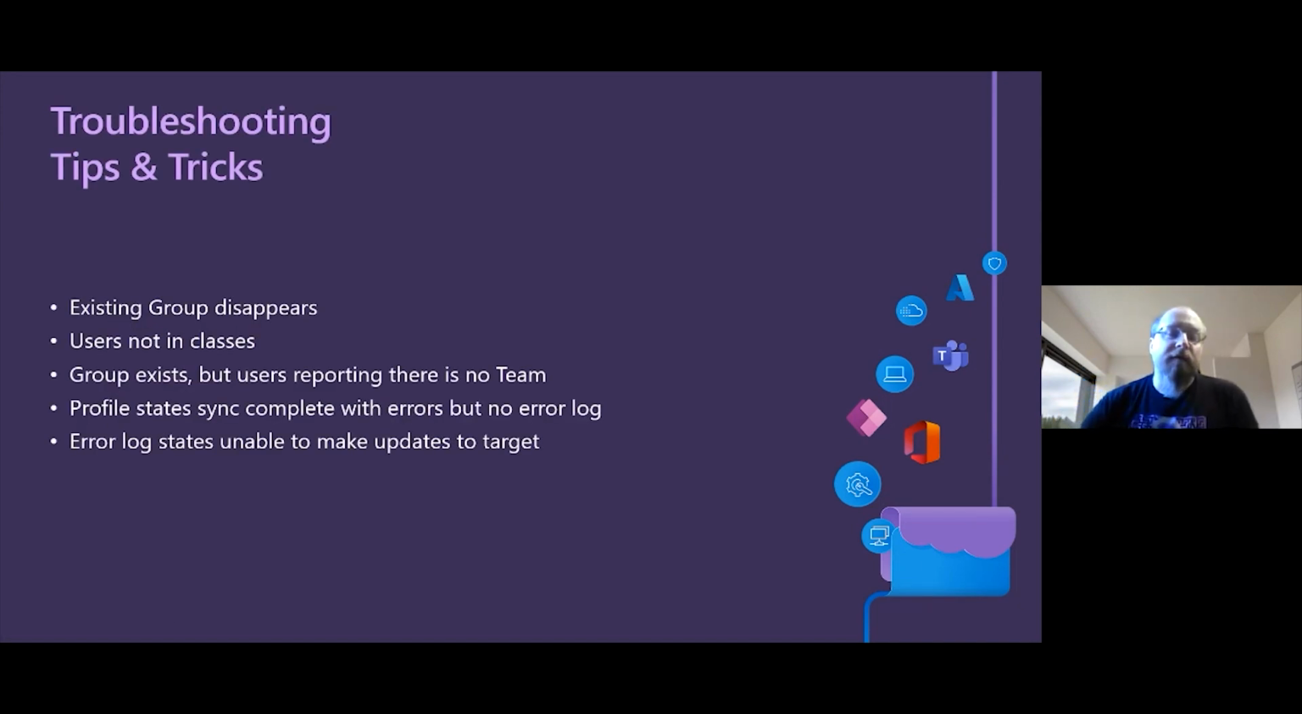There has rarely ever been a time that errors did not happen on a sync profile. The most common ones, as I mentioned, are going to be users, the matching for those users. But here's a few that are fairly common as well. You get contacted by an instructor that their class had disappeared.